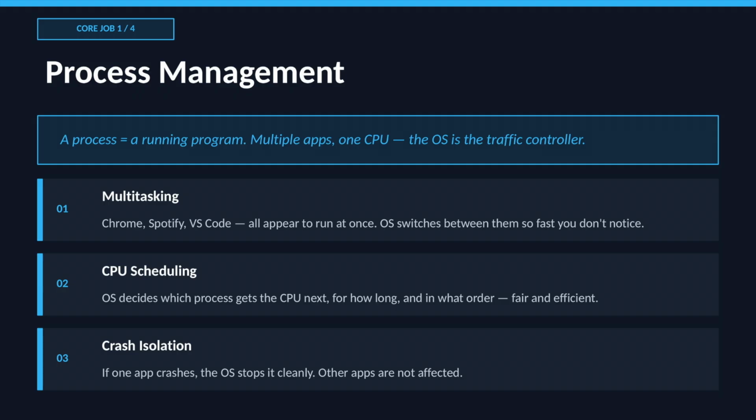A process is simply a running program. Now, your CPU can do only one thing at a time, but you are running 10 apps simultaneously. How? The OS is constantly switching between processes so fast that it feels like everything is running at once. This is called scheduling. The OS also decides which process gets the CPU next and for how long. And if one app crashes, the OS isolates it, stops it cleanly, so your other apps are completely unaffected.